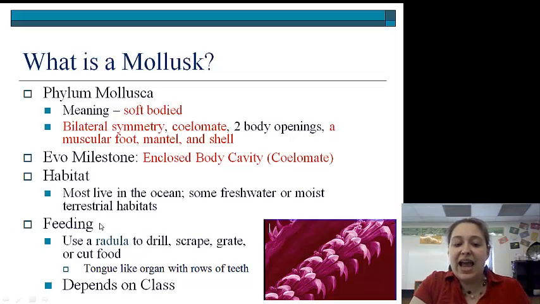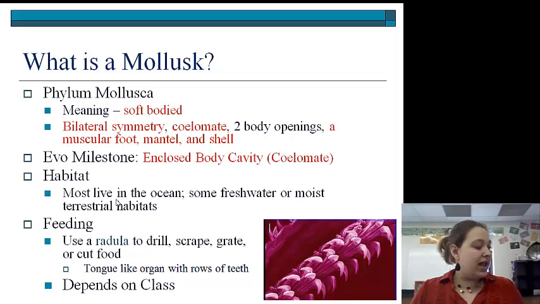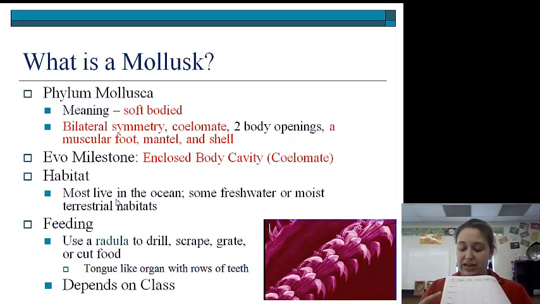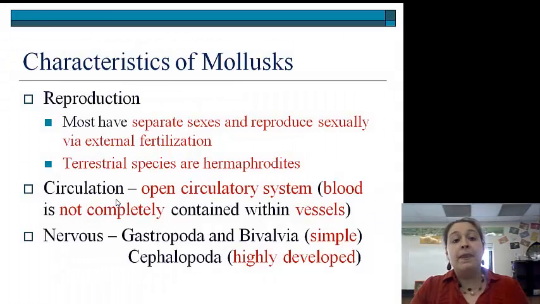For feeding, a lot of them can use this really cool structure called a radula to drill, scrape, or grate, or cut their food. It's sort of like a tongue organ with rows of teeth on it. It's really kind of cool. But feeding all depends on what class they are. We're going to look at 3 different classes. So you may actually want to take your mollusk section and divide it into 3 sections, 3 classes.